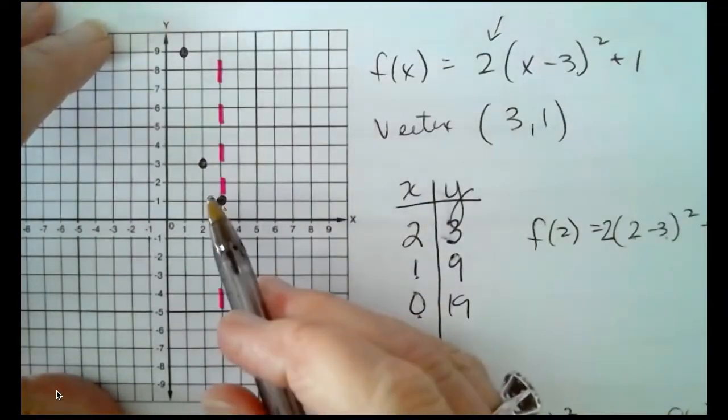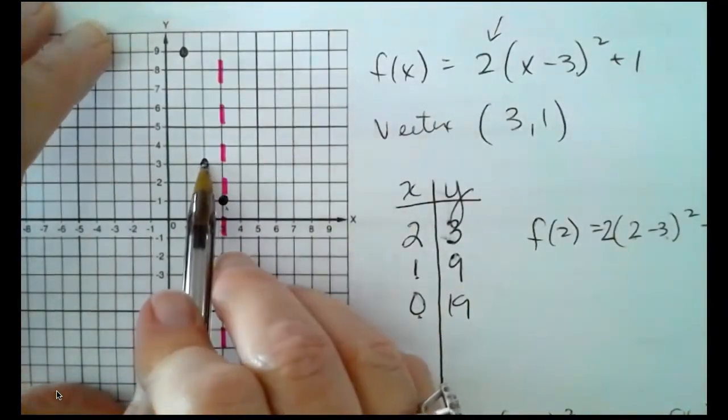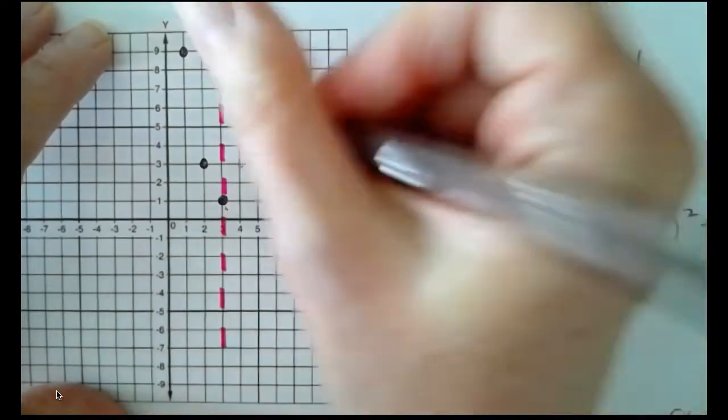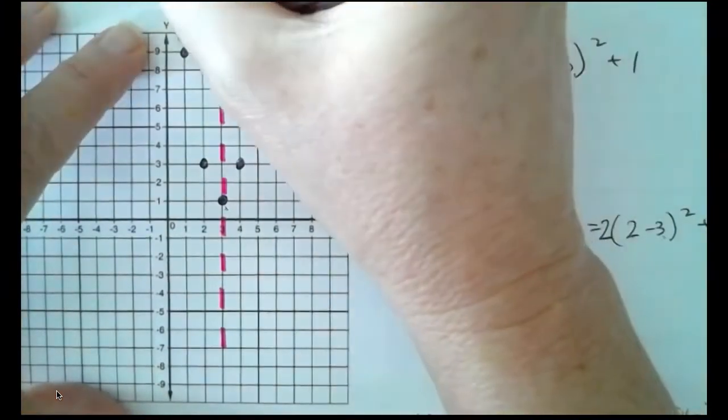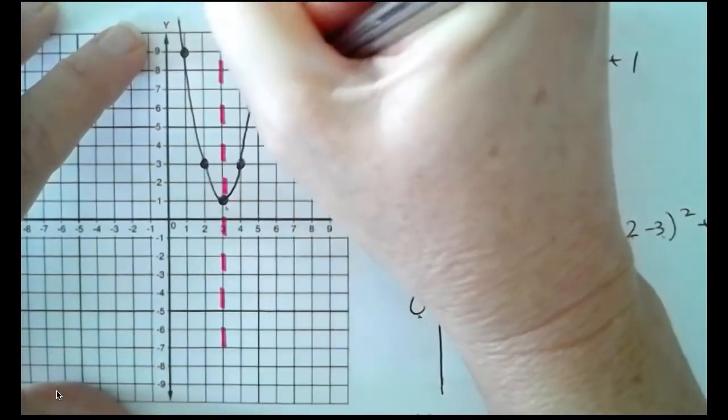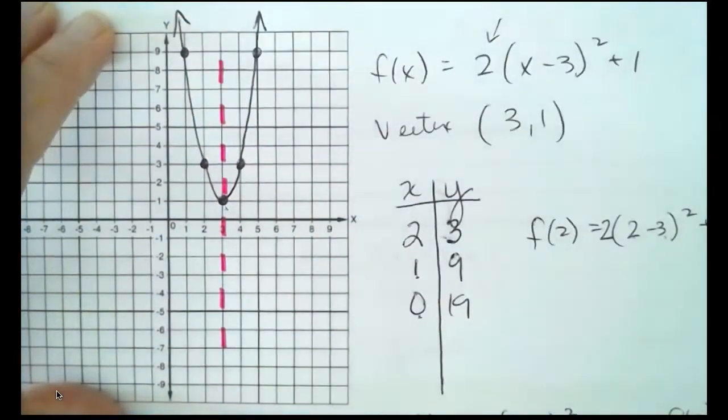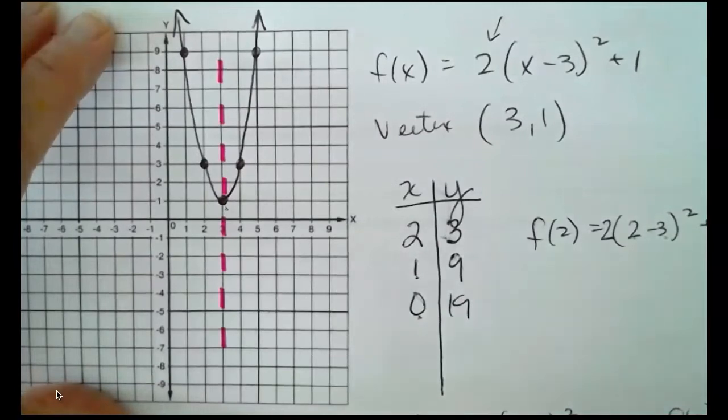So axis of symmetry, whatever's on the left is going to be mirrored on the right. So we have a point there. We have a point here. So here's what the graph looks like. Take a look. Why were we unable to find some x-intercepts?